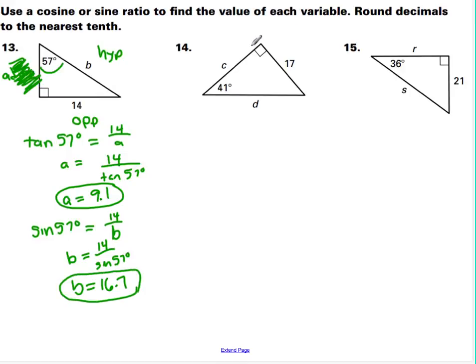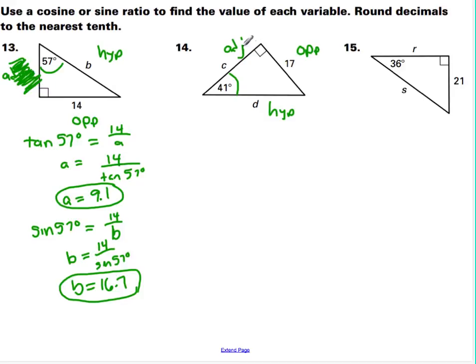The next problem works pretty much identically. The idea here is here's 47 degrees. This becomes my hypotenuse. This becomes my adjacent side. What I'm given is my opposite side. What I do is I focus on one side. I'll just do this alphabetically, so I'll focus on C. I'll ignore D for right now.